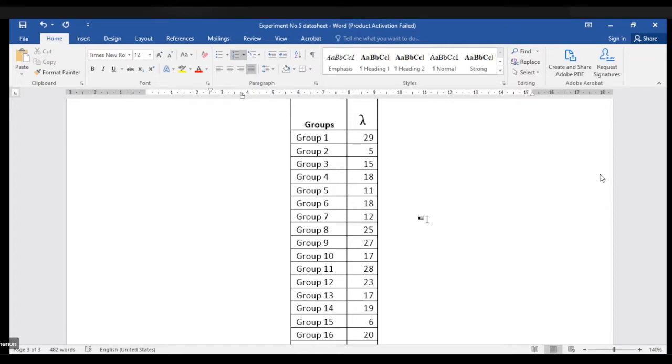So now here you can use your R software to generate the Poisson distribution. Do you know how to generate a Poisson distribution using the software R? Do you know?